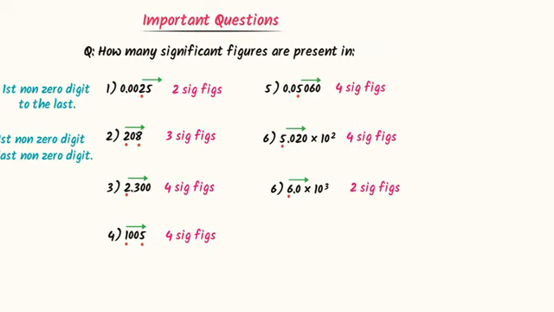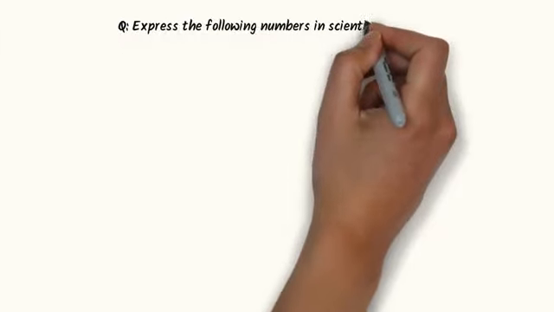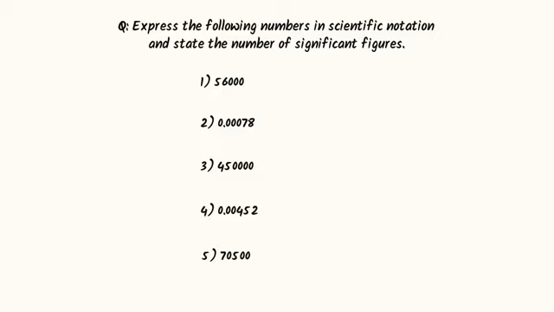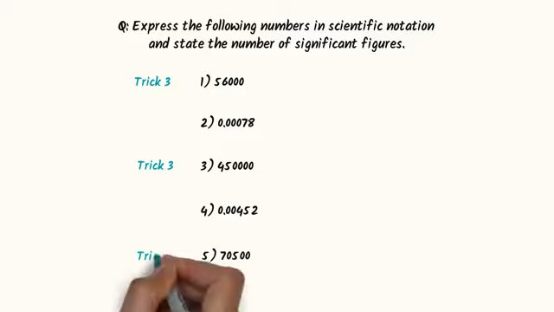Now let's consider question number 2. Here it wants us to first write each number in scientific notation and then state the significant figures. Here we can see that some of these numbers end with zeros and have no decimal point. These are exactly the numbers where we use trick number 3.